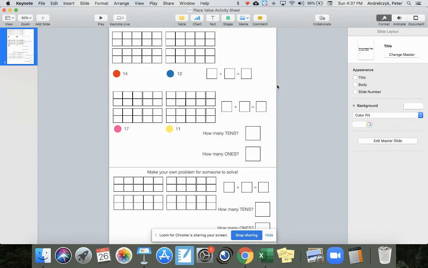So your problems here are, you have numbers up here, 14 and 12. You need to put the red dots in the box and the blue dots in the box, and then you need to add them together. Same thing with 17 and 11, but then there's an added problem there. You need to tell me how many tens are in your answer and how many ones are in your answer. And the third problem for you to do is to make your own math equation for somebody in your house to solve. What I'd like you to do when you're finished with this, if you want to, is to put it up onto Flipgrid so that I can see the answers that you came up with, and maybe I can try to solve your problem as well.